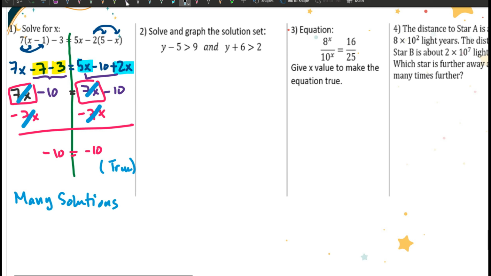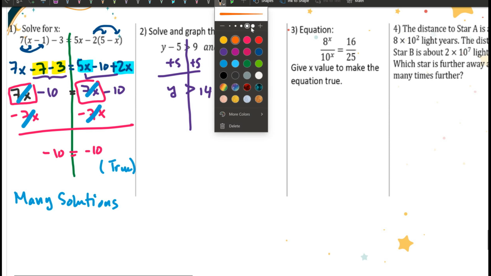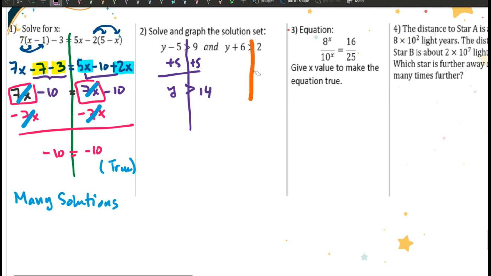Alright, number 2. Add 5 to both sides. We have y greater than 14. Okay, we're going to do, my bad. To isolate the y, you're going to subtract 6 from both sides. So that will give you y greater than -4.